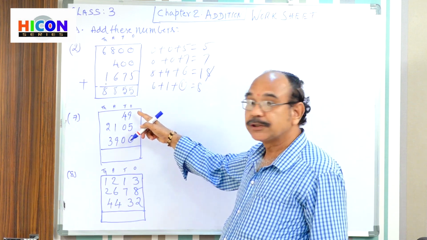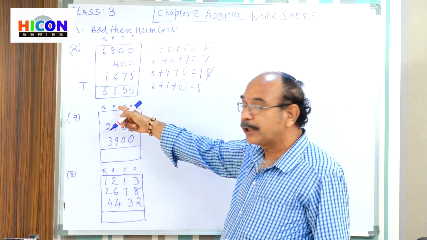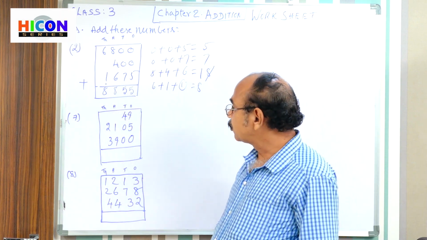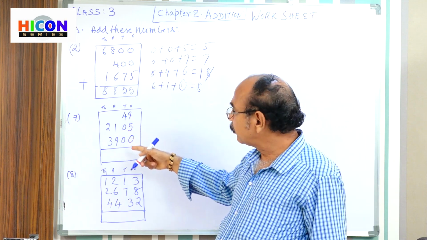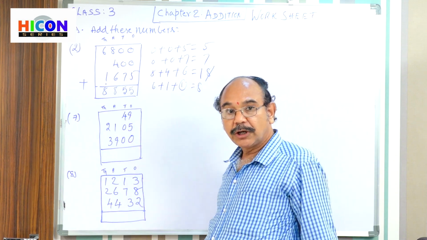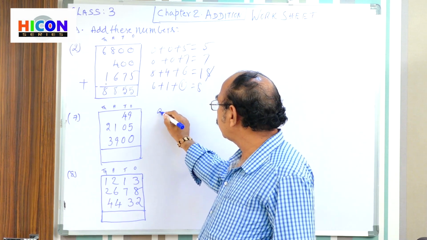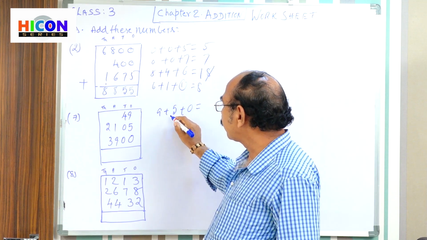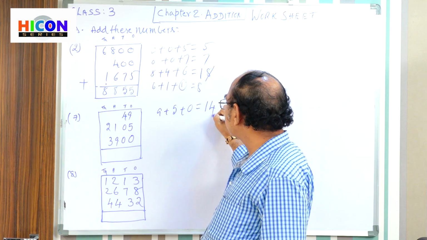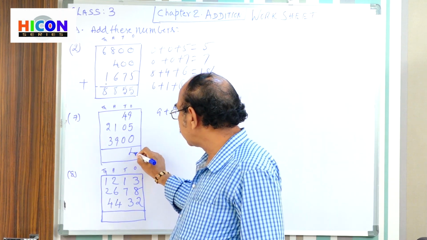Units place is also called the ones place. Ones place, tens place, hundreds place, thousands place. So, according to the places, the numbers are written one below the other. Now, start doing the addition. Add the ones place digits. 9 plus 5 plus 0. 9 plus 5 is 14. 14 plus 0 is 14. Strike off 4 and write it in the units place.